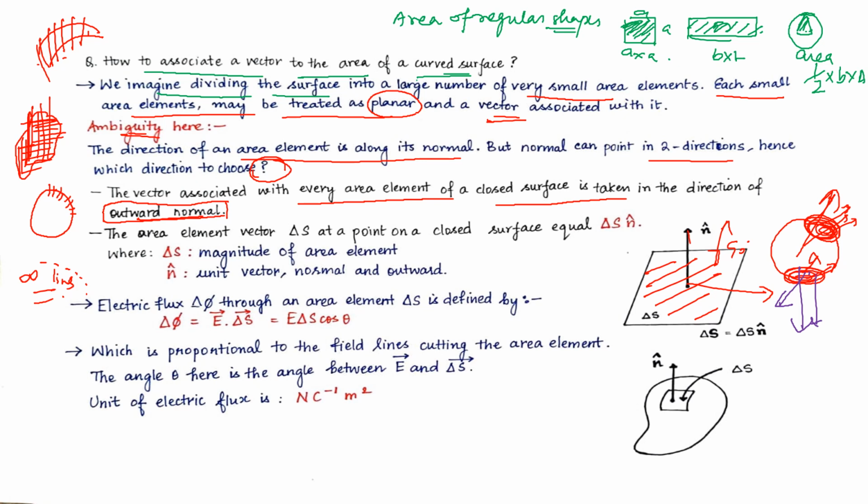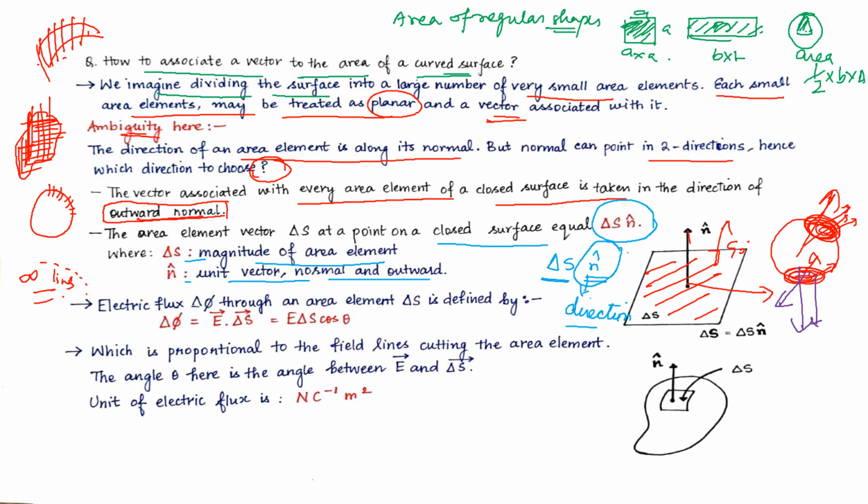The area element vector del S at a point on a closed surface is equal to del S into n cap. Why n cap? Because the area element is a vector, and for this particular area element, n cap gives us direction. Now del S is the magnitude of the area element and n cap is the unit vector, normal and outward.